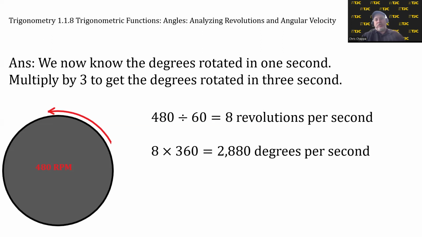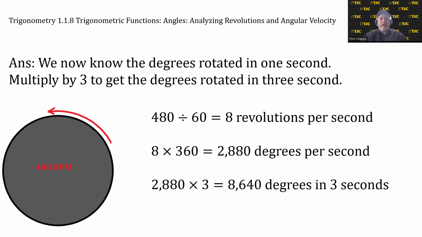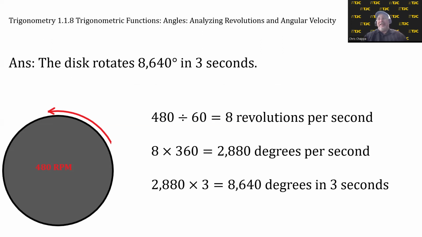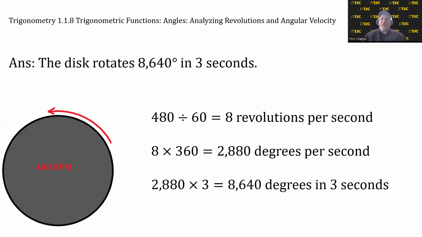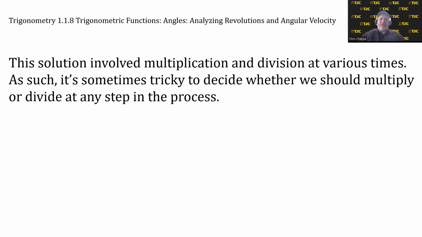Now we know degrees rotated in 1 second, so multiply by 3 to get the degrees rotated in 3 seconds. 2,880 times 3 equals 8,640 degrees in 3 seconds. The disk rotates 8,640 degrees in 3 seconds. Now, this solution involves multiplication and division at various times, as you can see here. As such, it's sometimes tricky to decide whether we should multiply or divide at any step in the process.